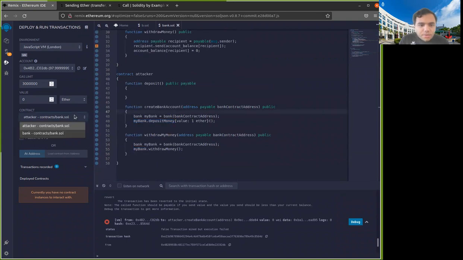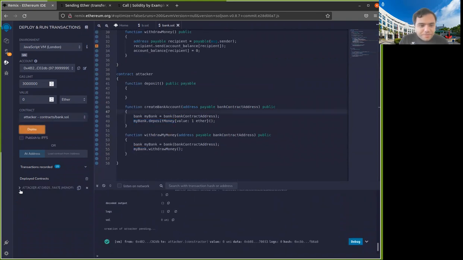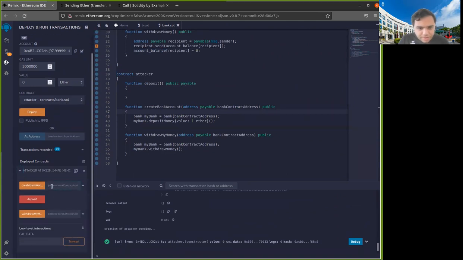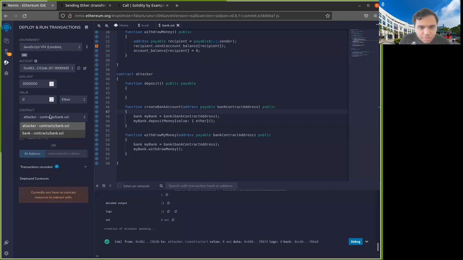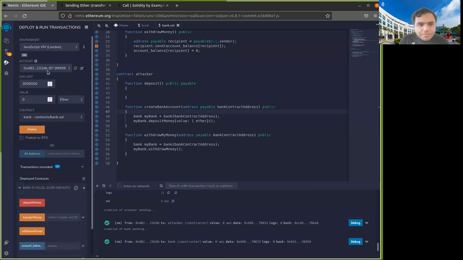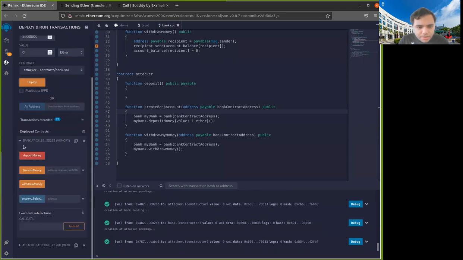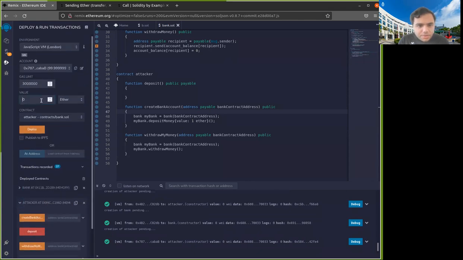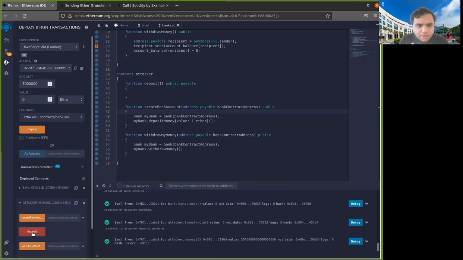Okay, let's see if this works. I really hope it does, because what I want to show you is not really dependent on this. Okay, I deployed the wrong contract. Let me first deploy bank. So this is the bank. And now let me deploy the attacker contract. Okay, so this is the attacker contract. And let me deposit, who knows, let's say 2 Ether into my attacker contract. So my attacker now has 2 Ether.